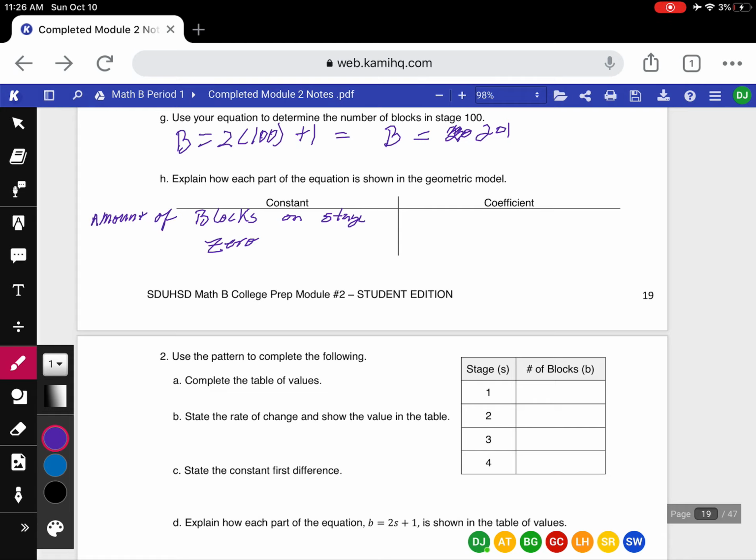Now, what about my coefficient? That's the number attached to S. So in this instance, it was 2S. And what does that 2 represent? This is not a 5. This is an S. So what does that 2 represent? The 2 represented the amount of blocks we add each stage.